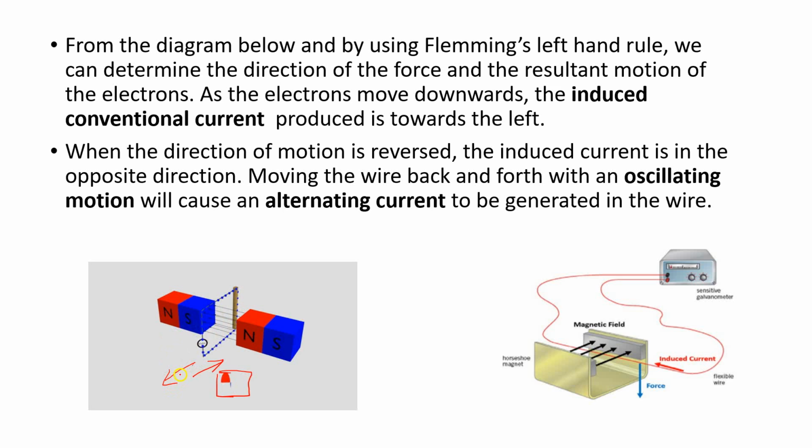Now, we can use our Fleming's left-hand rule, right, to predict the direction of the current, and not only that, but to also predict the overall force that will be experienced on the wire. So it says that from the diagram below, by using Fleming's left-hand rule, we can determine the direction of the force and, of course, the resultant motion of the electrons. It says as the electrons move down, the induced conventional current produced is towards the left. And they're talking about this one, right?